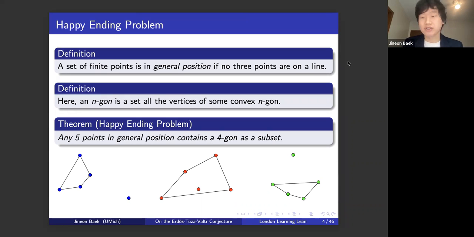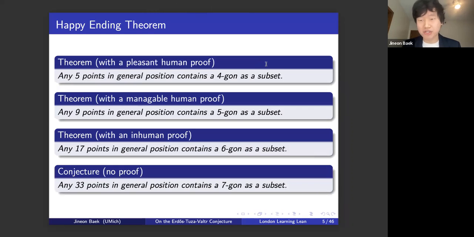And if the convex hull forms either a fourgon or a fivegon, you just take any 4 points of them, and it will give us a fourgon. So this is the proof of the so-called happy ending problem. What you've just seen is a pleasant human proof that any 5 points force a fourgon. And a similar theorem holds with 9 points. With 9 points, we force a fivegon, and that has a manageable human proof.